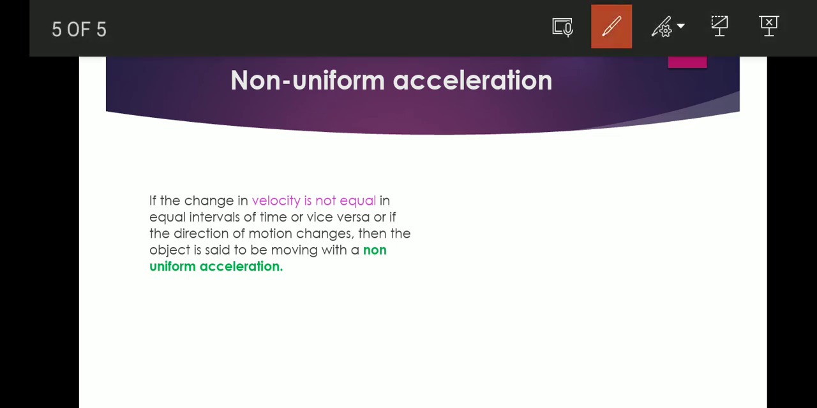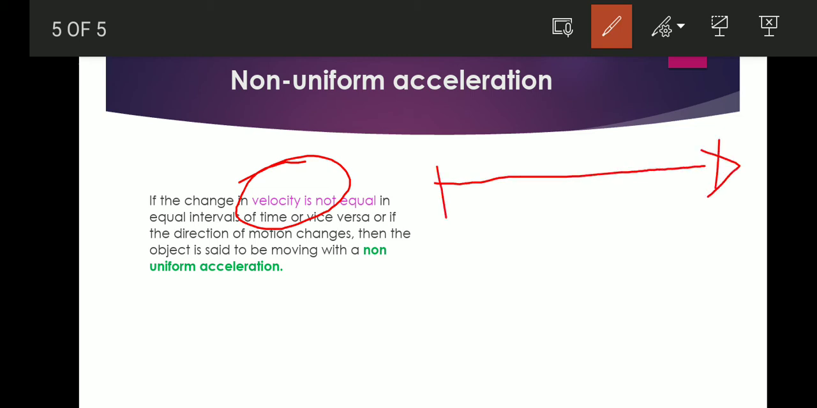Okay, here velocity is displacement divided by time. So if you are moving, let's say this is A B.